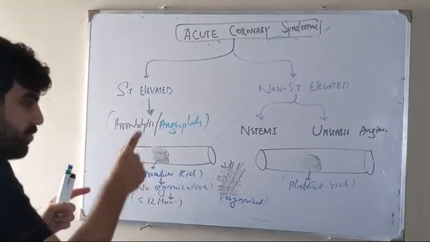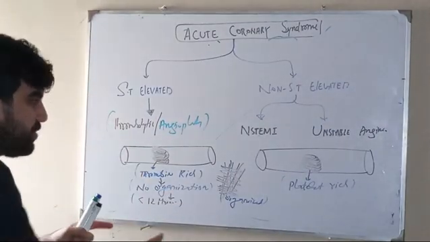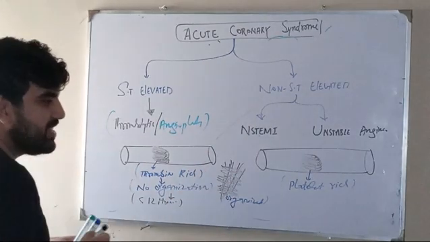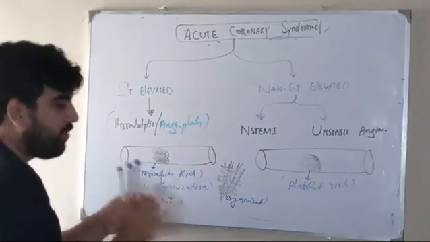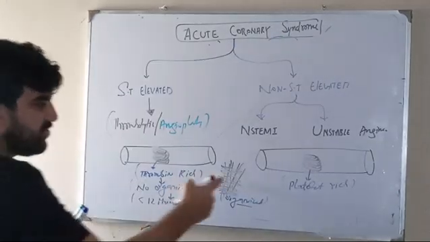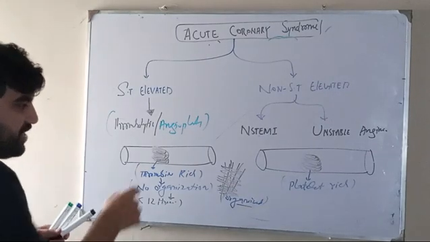Once 12 to 24 hours have been reached, the thrombolytics have no role in dissolving this clot, because there is a thick network formation, and this is called organization of the clot. So that is the reason.